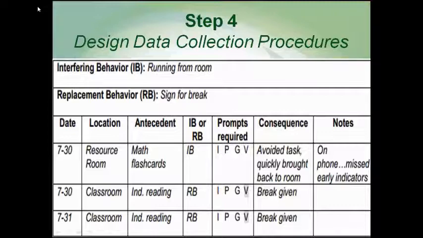And so, some basic things. We were on July 30th. We were in the resource room. What was the antecedent? They were doing math flashcards. Now, what did we see? Did we see the student engage in the interfering behavior, or did we see the student use the replacement behavior? In this case, they used the interfering behavior, and you'll see nothing is circled or highlighted, no prompts. And so it says the consequence was that he did avoid the task. He ran out of the room, and he wasn't doing math flashcards for that moment.